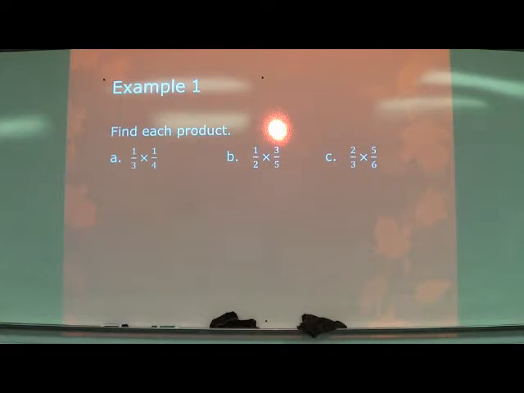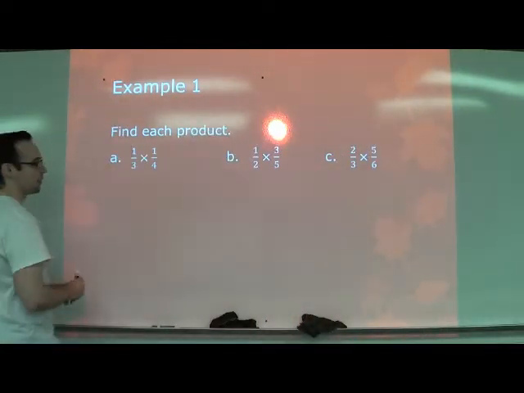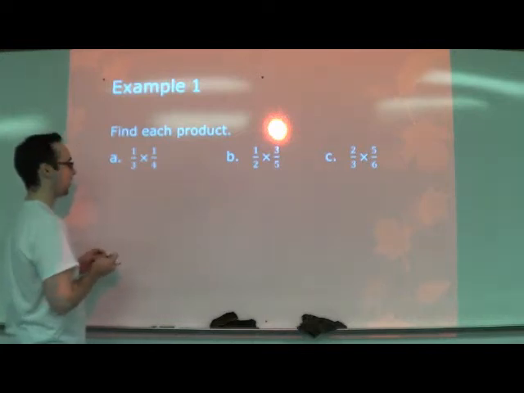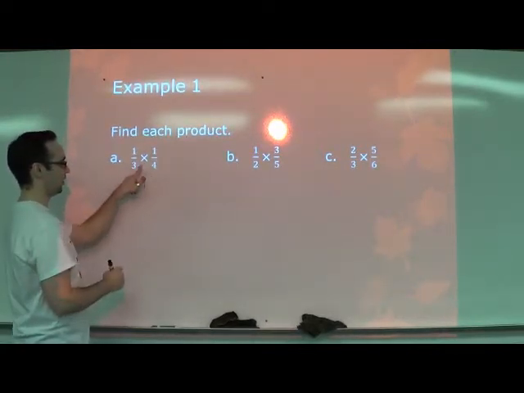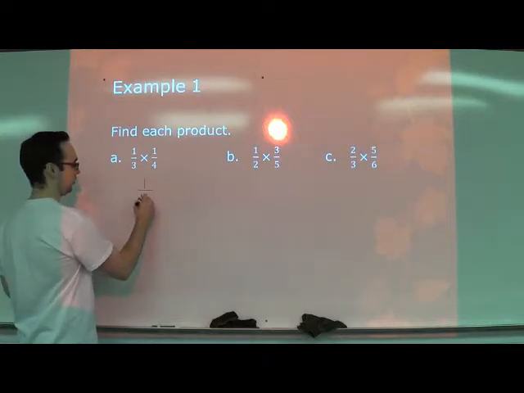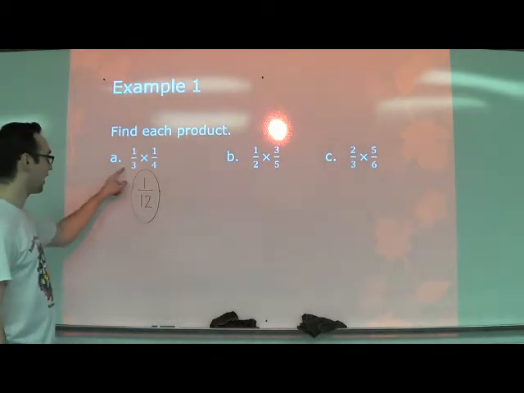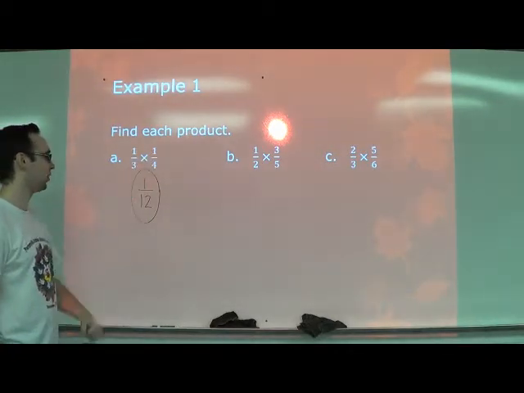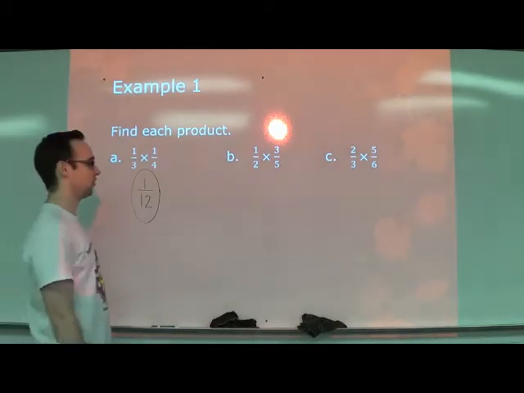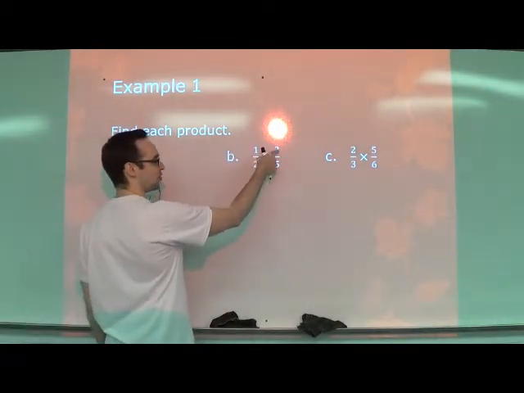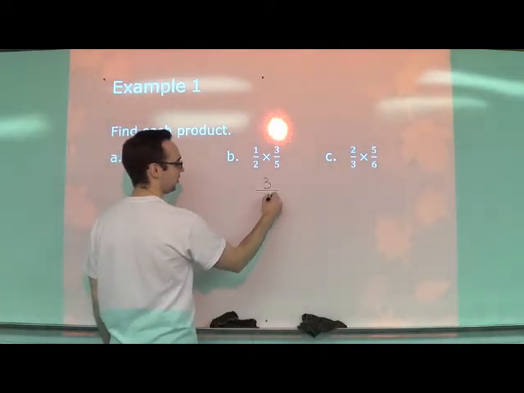So let's go ahead and jump into some examples here. We have 1/4 times 1/3. Again, 1 times 1 gives me 1, and 3 times 4 gives me 12. And that's your answer. It's as simple as that. 1 times 1, 3 times 4. Just multiplying straight across. So over for part B, 1 times 3 is 3. 2 times 5 is 10.